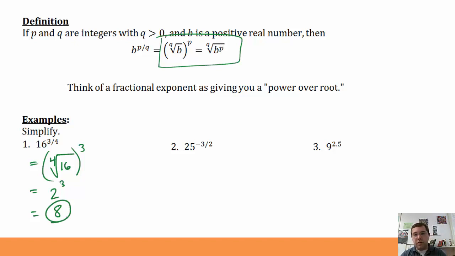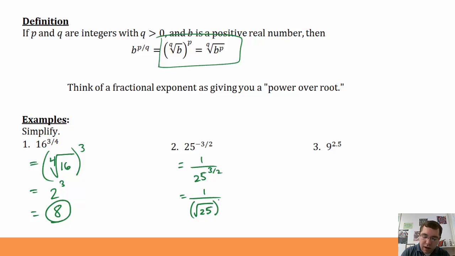Number 2, 25 to the negative 3 halves power. Okay? Well, I know what to do with a negative exponent. It means I put it 1 over that to the positive exponent. Then I apply my fractional exponent definition, and I know that this is then the square root. So when it's the square root, I don't have to write the 2 in front of the root. Without a number there, it's assumed to be the square root.